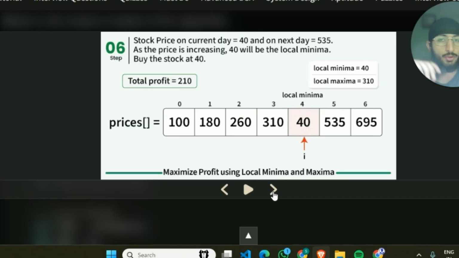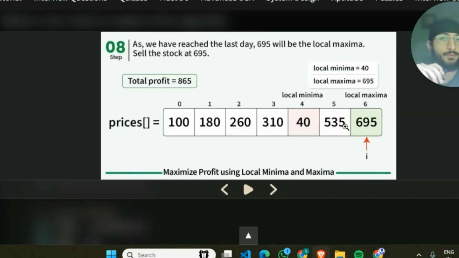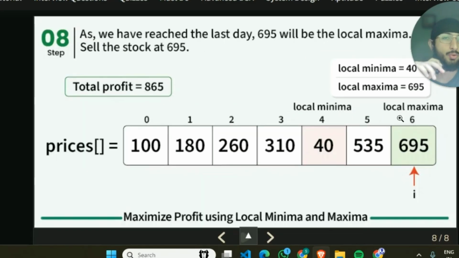Then we buy the stock at 40. Now the local minima is 40, and we check for the next day. It is 535, and the next to that we have the local maxima. So we sell the stock at 695, and therefore our profit would be 695 minus 40 for this stock. So that would be 655, and then we add it to 210, so we get the total profit 865. That is the whole run through of the algorithm.